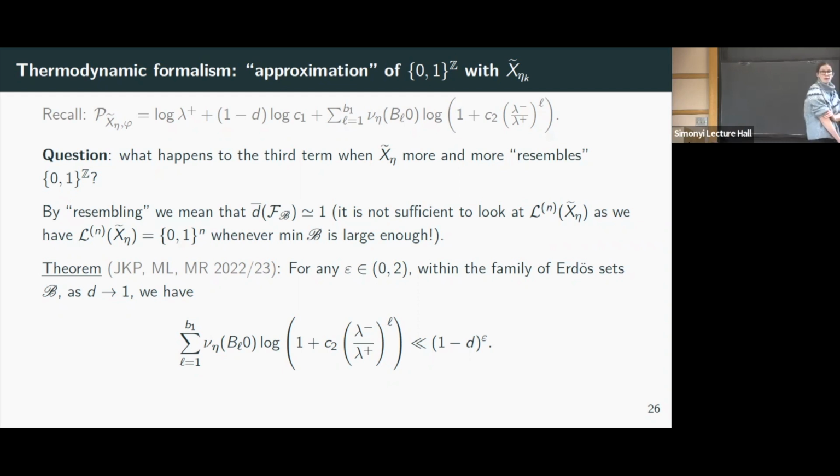So what is bad about this result? This holds only within the family of F sets. This is really a strong assumption on the set B, and we weren't really able to get rid of it. So that's an open question here. I have about 5 more minutes.